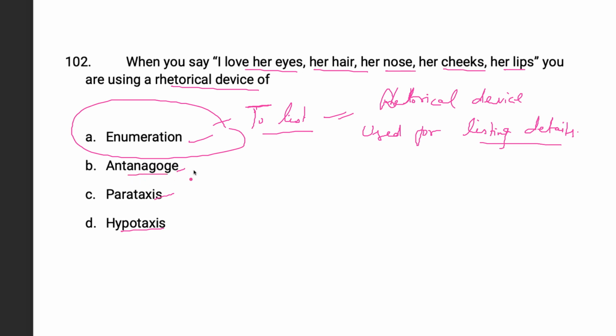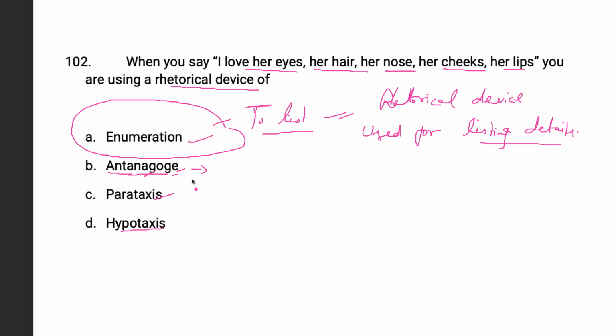Antanagogue is a situation when in a debate you feel speechless before the argument of the other person. It happens many times when we are arguing and then we feel at our wits' end. We don't have any answer to the opposition. We feel completely speechless, answerless to the arguments, to the points of the other person. So there the rhetorical device or figure of speech is antanagogue.